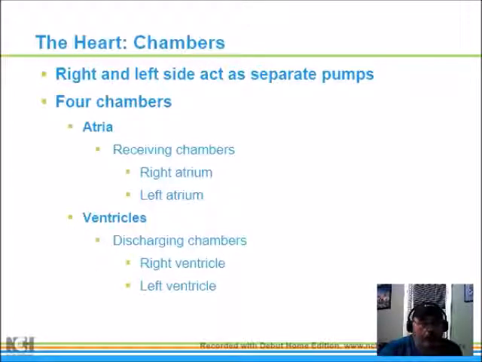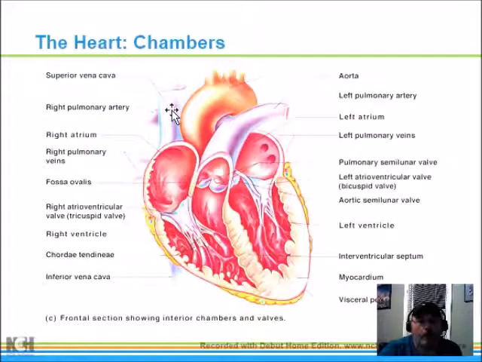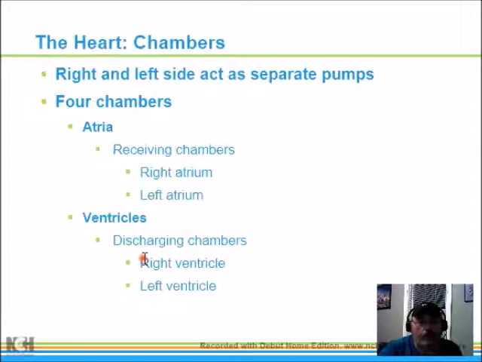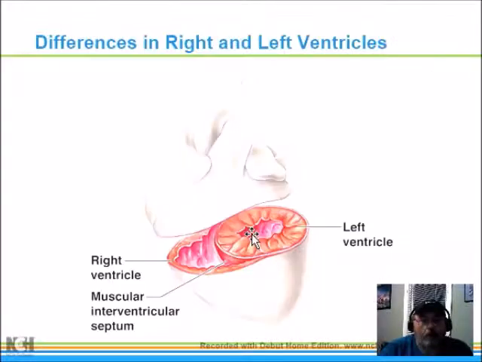As we go on and we look here, we've got, again, the heart chambers. We've got 2 atria. These are upper chambers. 2 ventricles that are lower chambers. And the ventricles are the ones that do the bulk of the work. We've got a right ventricle and a left ventricle, and we'll talk about how they function in just a second here.